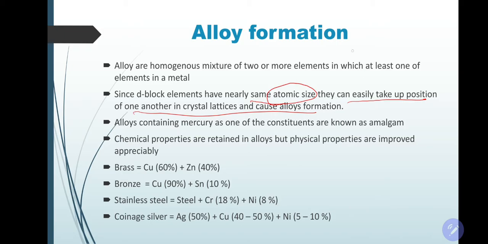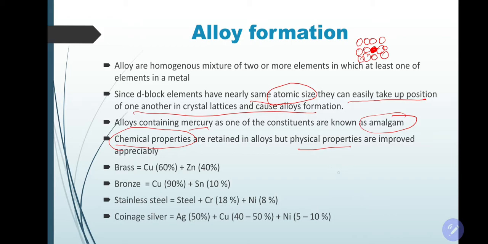In an alloy, suppose this is my crystal lattice. Their size is almost the same, so they can occupy each other's sites. Suppose I remove this one and put in another element, doping it with another element, it will form an alloy. Alloys containing mercury are known as amalgams. In an alloy the chemical properties are retained, but the physical properties are improved. Alloys are made for improved physical properties.